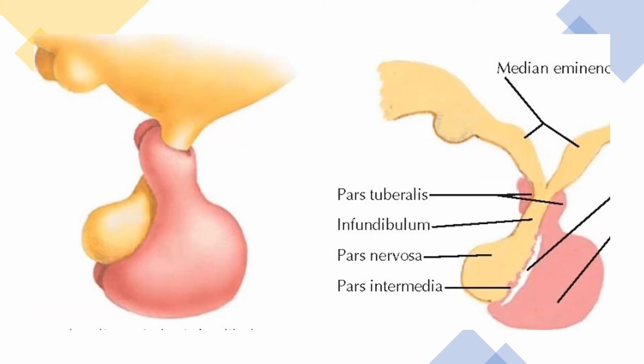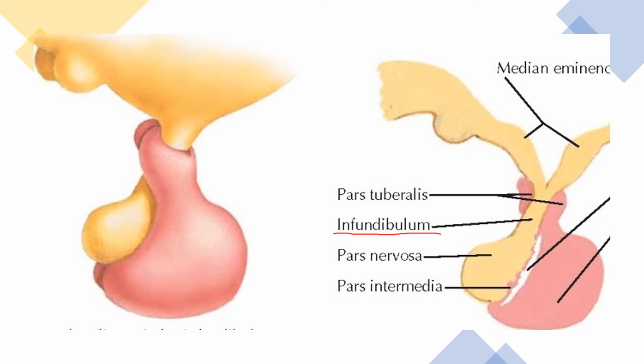Now during the development of the posterior lobe, the diverticulum descends downwards, and this diverticulum also forms the infundibular part of the posterior lobe. And the posterior lobe of the pituitary gland lies over the dorsal surface of the pars intermedia, the dorsal surface of the Rathke's pouch.